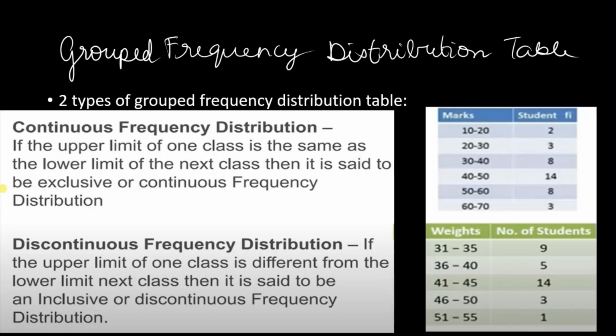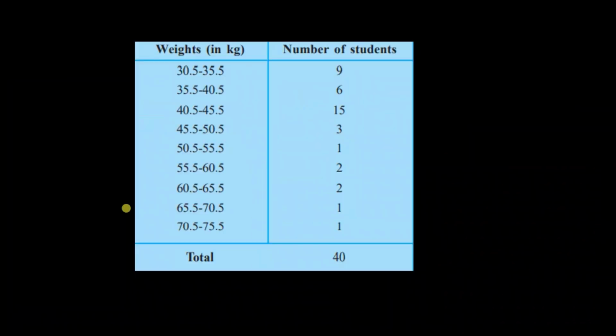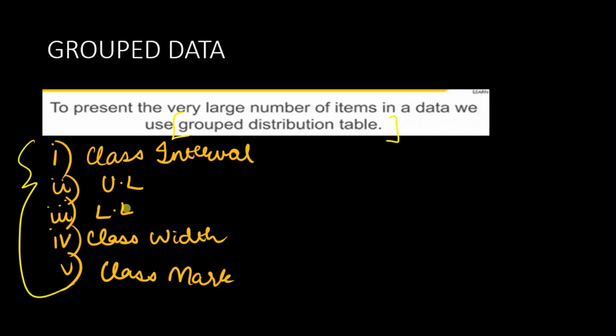Now in a grouped frequency distribution table, first of all we have 2 types: continuous frequency distribution and discontinuous frequency distribution. Continuous frequency distribution is when the upper limit of one class is the same as the lower limit of the next class, then it is said to be exclusive or continuous frequency distribution. You might be wondering what upper limit and lower limit are, so let us first understand that.